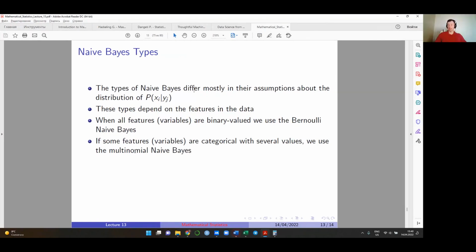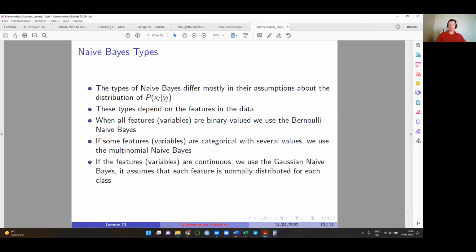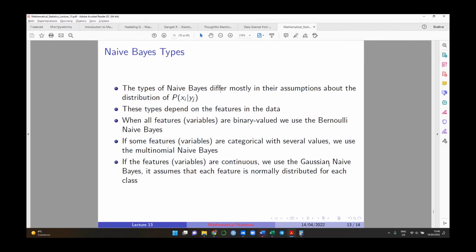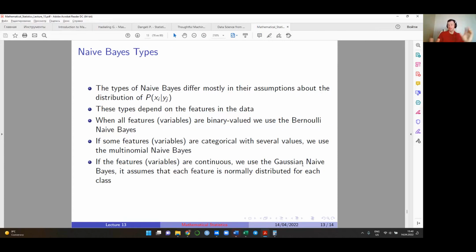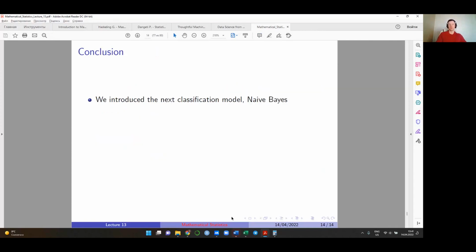And finally, we know that x's might be continuous. In this case, we assume that these continuous variables are normally distributed. Again, some structural assumptions, as in statistics. And we use what is called Gaussian naive Bayes. Gaussian, because the normal distribution is also sometimes called Gaussian distribution, after Gauss, who first proposed this distribution. But again, the logic is exactly the same. This is out of the scope of our course, but if you understand how this works, Gaussian Bayes works in a similar way.